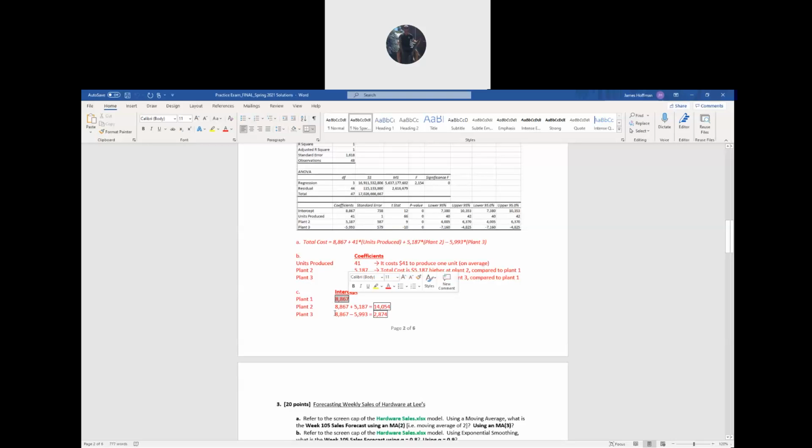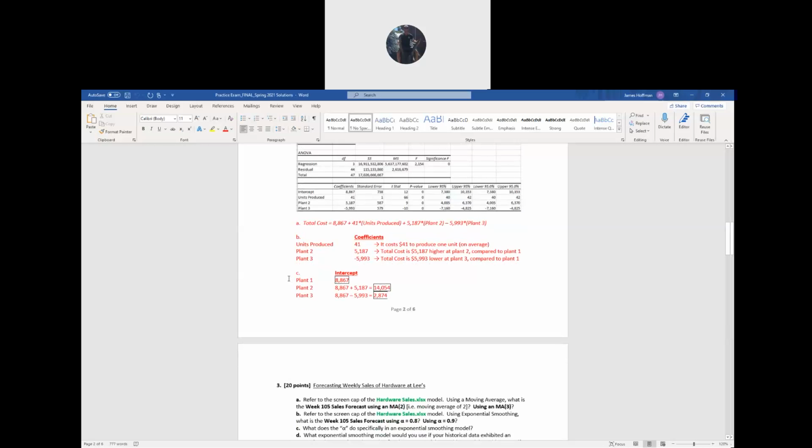Okay, so for the intercept, the one that's given is going to be the one for plant 1, and then whatever the coefficients are for plant 2 and plant 3, add those to the intercept, and that's your intercept. And if it's a negative, adding is subtracting it. So if it's a positive coefficient, add the additional cost, and if it's a negative coefficient, you're subtracting it. So you're adding these, but adding a negative is equivalent to subtracting it.